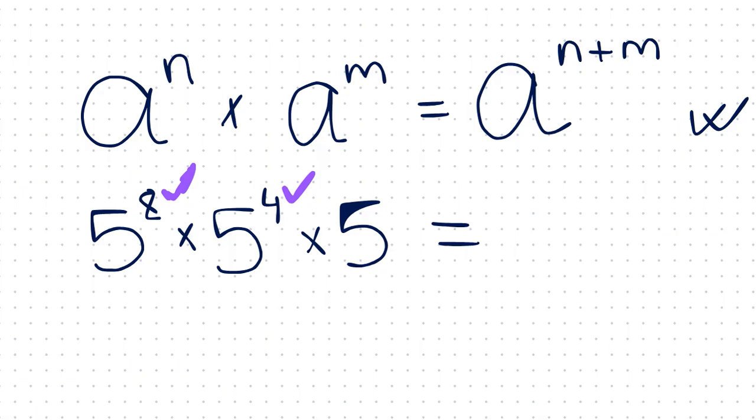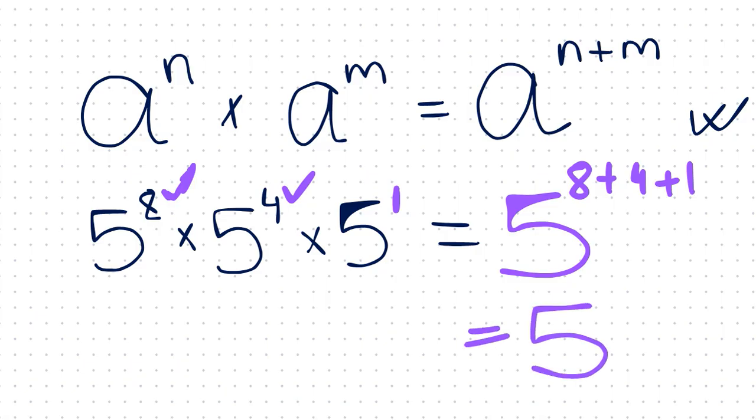What did we say a couple of minutes ago? If there is no power given, then we consider that there is 1. Another thing that we learned today is, if it's multiplication, we copy the base and we add the exponents. So it's going to be 8 plus 4 plus 1. So our final answer is 5 to the power of 8 plus 4 is 12 plus 1, 5 to the power of 13. Excellent job.